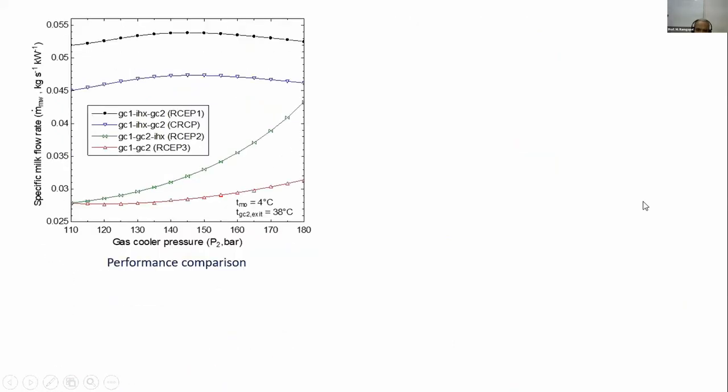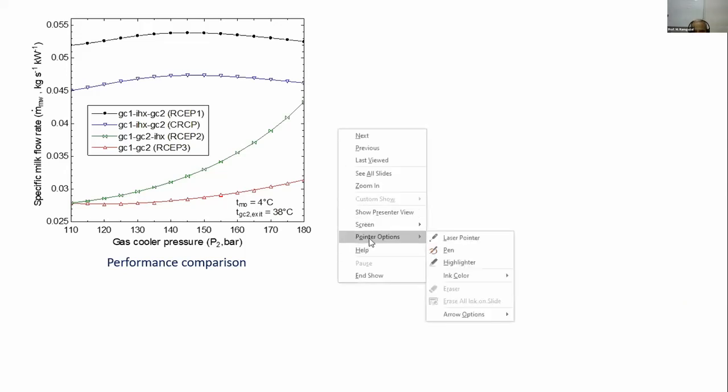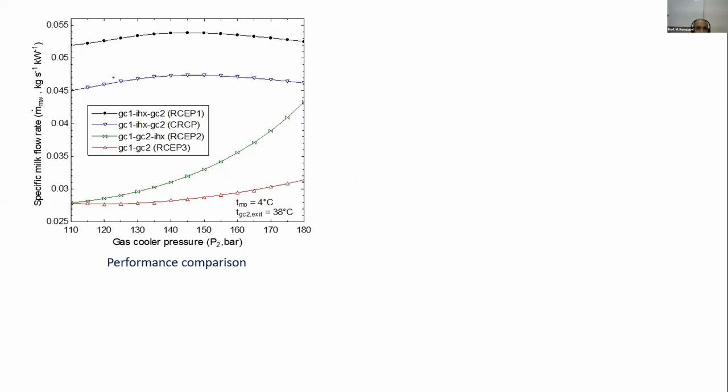I've told you that we have compared different systems, and this graph shows the comparison between them. You can see from this graph that the best performance is with RCEP1, where the intermediate heat exchanger is kept between gas cooler 1 and 2. That means you first use a gas cooler for heating of milk, then the refrigerant goes through the intermediate heat exchanger, and then it goes to gas cooler 1. That gives the best performance. And interestingly, the second best performance is the system without ejector.